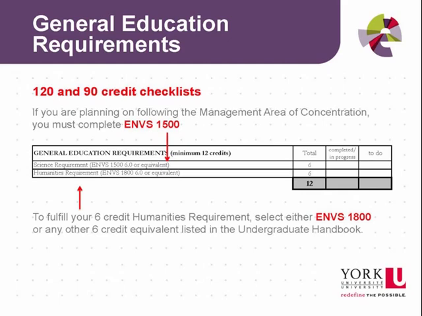You will also need to complete 6 credits in Humanities. This requirement can be completed by taking ENVS 1800, Environmental Writing, or 6 credits from the Humanities list in the latest undergraduate handbook. In either case, put a 6 under the appropriate To Do or Completed column.